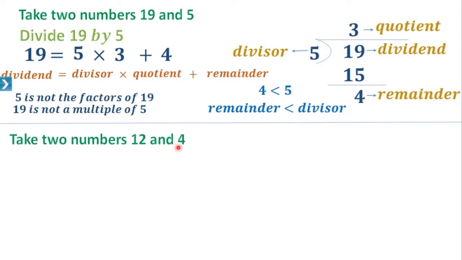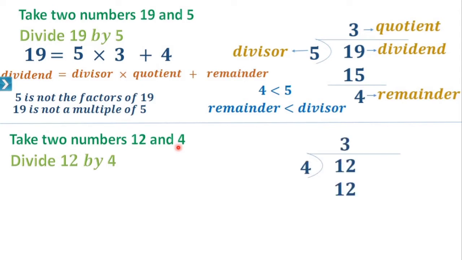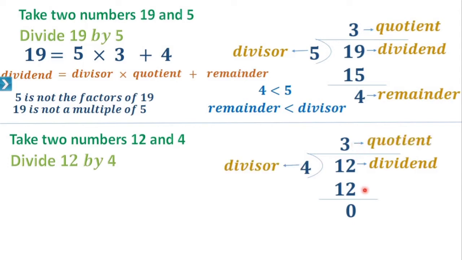Now take another example. Take two numbers 12 and 4. Now divide 12 by 4. 4 threes are 12. 12 minus 12 is 0. So here 12 is the dividend, 4 is the divisor, 3 is the quotient and 0 is the remainder.